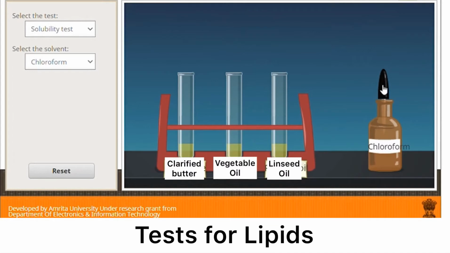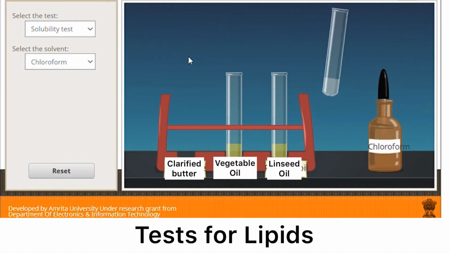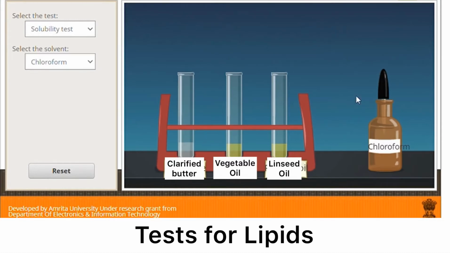Our last solvent for the solubility test is chloroform. The procedure here is the same as what we did with water. After the addition of chloroform, we will simply shake the test tube. Observe what happens and record your observations.